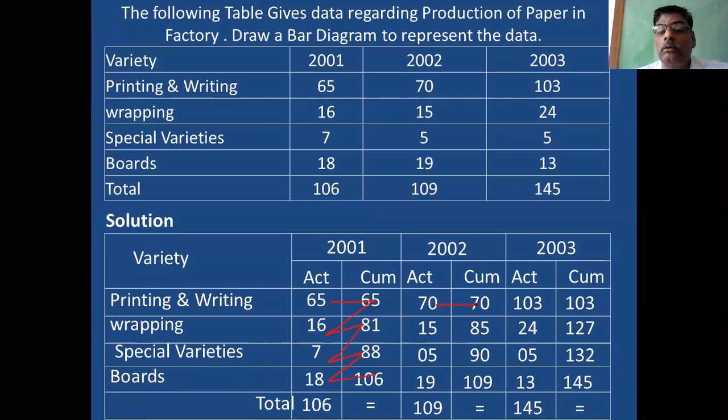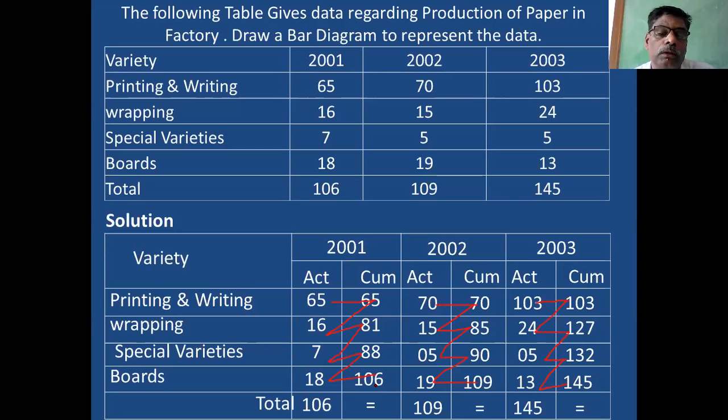Here 70, 70. 70 plus 15, 85. 85 plus 5, 90. 90 plus 19, 109. This is called as cumulative. 103, 103, no difference. 103 plus 24, 127. 127 plus 5, 132. 132 plus 13, 145. Okay, this is called as cumulative. And on the basis of cumulative values, you draw the graph.